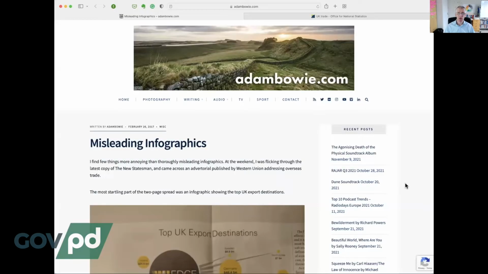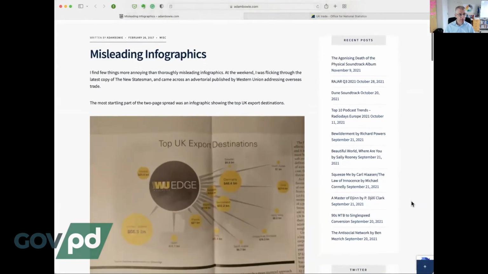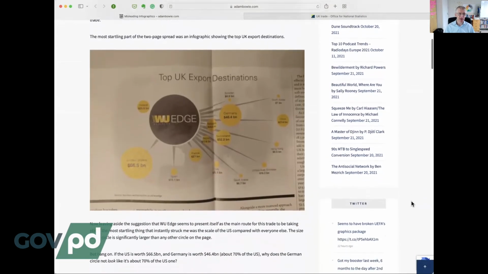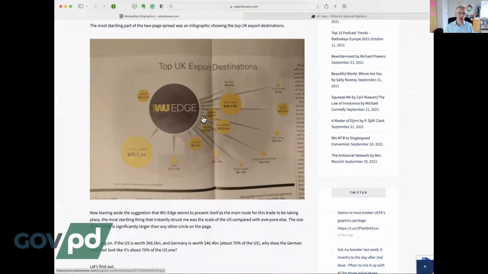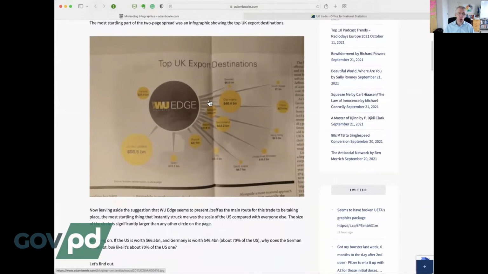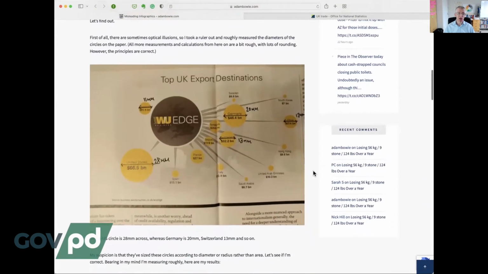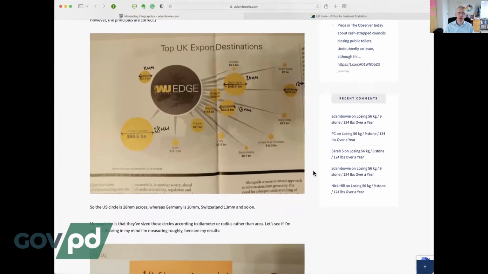Let me, as before, share a positive example, but because we're here critiquing something you shouldn't do, I'm going to share a negative example first. So I quite like this post from Adam Bowie. He, as I suspected, pulls out an infographic, this particular one by W. Edge, looking at top UK export destinations as published in a paper. And you can see this chart that's relying on bubble sizes to convey the relative size of UK exports to different countries. And quite rightly, what Adam does during this article is to work out, okay, what's going on with the size of these dots?